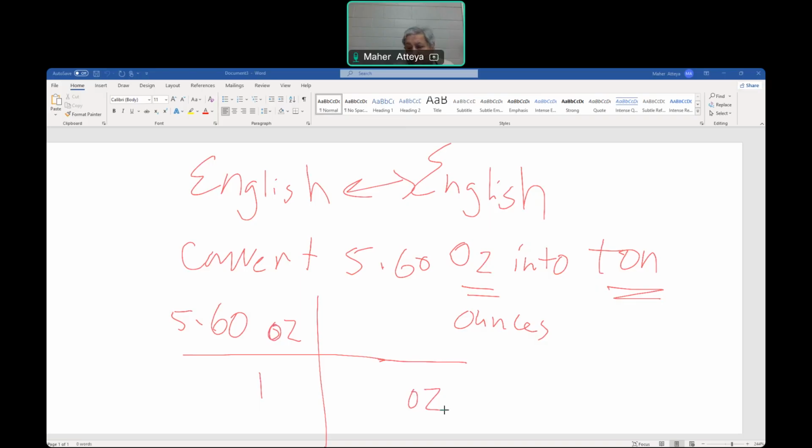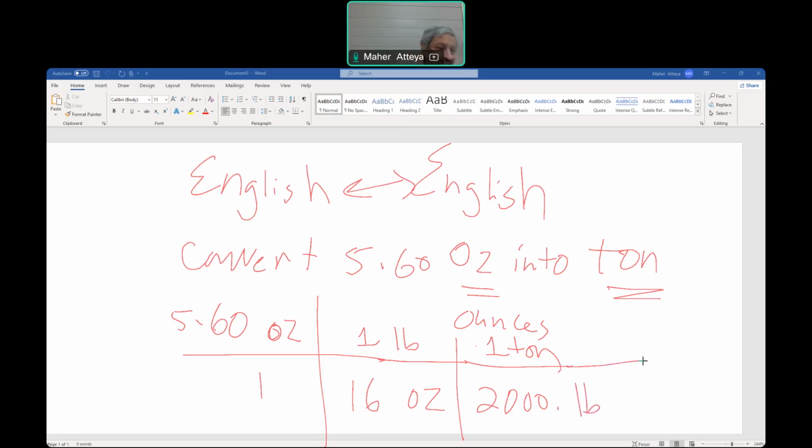To the pound. So I say 1 pound, that's the basic unit of English mass. 1 pound is 16 ounces, correct? And now I can get the ton here. 1 ton is 2,000 pounds. I put the decimal here. 2,000 what? 2,000 pounds.